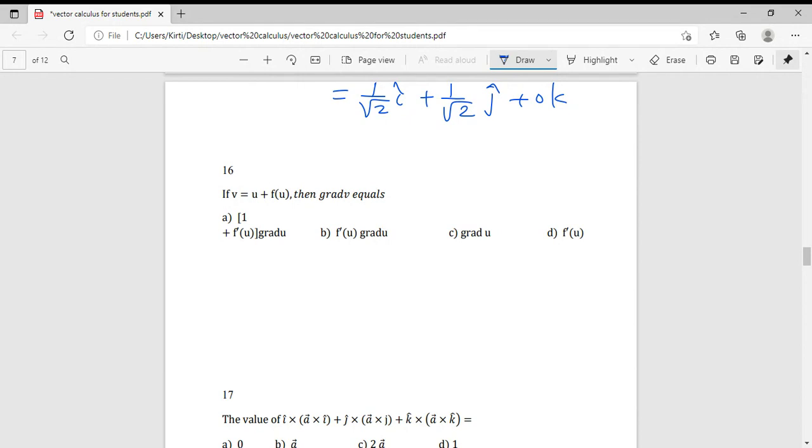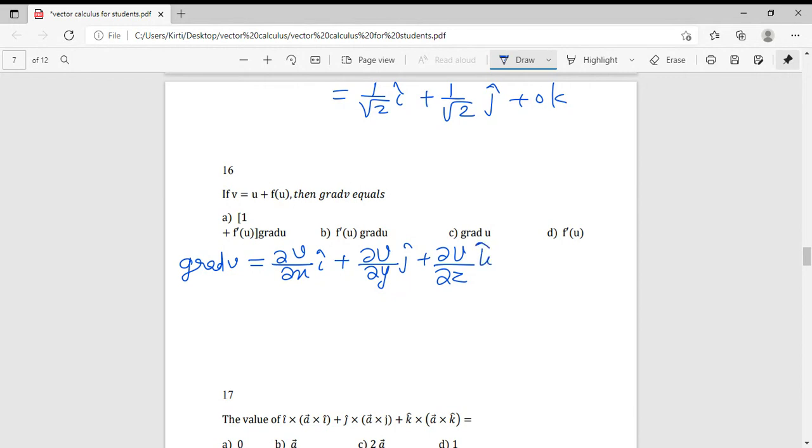If v is equal to u plus f of u, then gradient of v equals to. Various choices are given. Now, so gradient of v is required. So let's use the definition of gradient of v. So gradient of v. What is gradient of v? So it is derivative of v with respect to x i, derivative of v with respect to y j plus derivative of v with respect to z k.